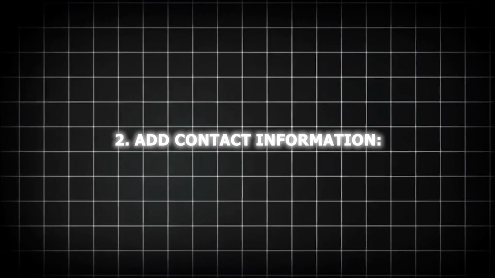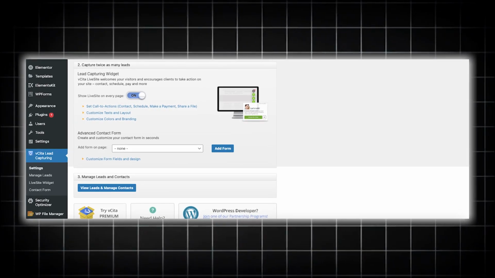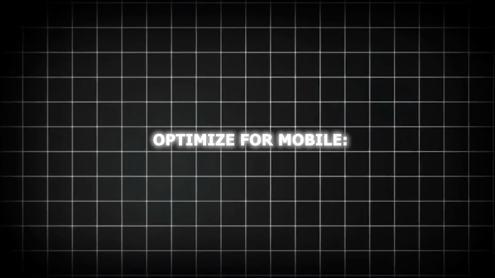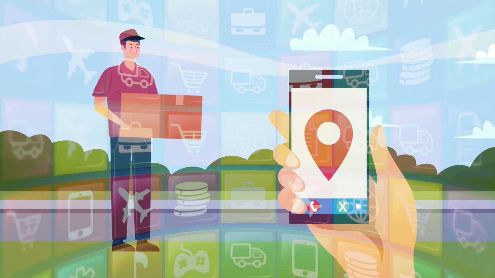2. Add contact information. Use the Visita plugin to display your phone number prominently on every page. This encourages visitors to reach out directly. 3. Optimize for mobile. Ensure your site is mobile friendly, as a significant portion of traffic comes from smartphones.